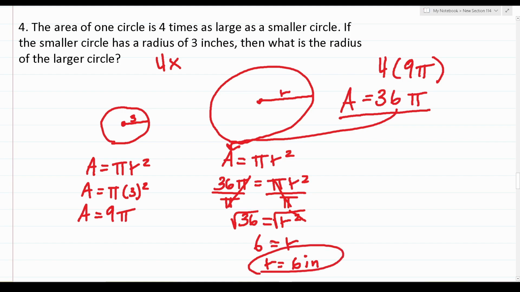All right, so the radius of our larger circle, as you can see, is 6 inches. All right, so that's that one. Somewhat of a challenging problem, but you may have noticed that to solve these more challenging problems, we're using all the smaller pieces that we worked out from the easy problems.